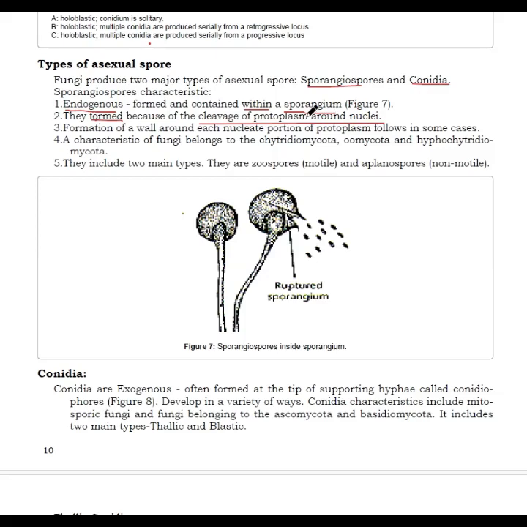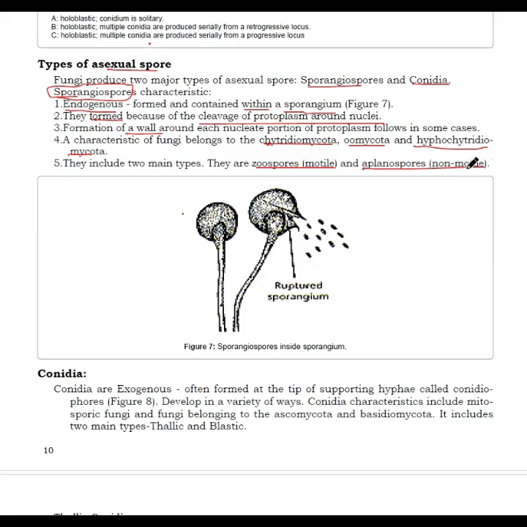Okay, protoplasm is cleaved around the nuclei. There is a wall around each nucleus of the portion in some cases, and these kinds of fungi belong to Chytridiomycota, Oomycota, Hypochytridiomycota. Asexual spores here, sporangiospores, include two types. What are they? Zoospores, which are motile in nature, and aplanospores, which are non-motile in nature.